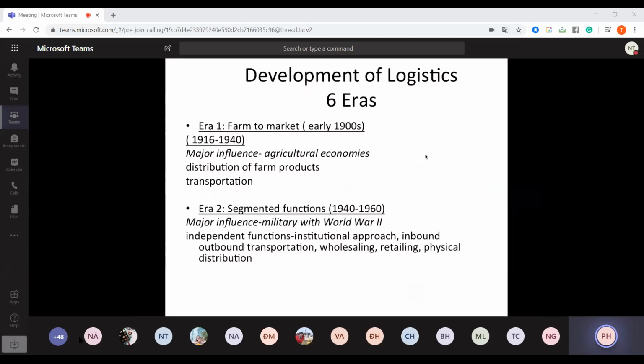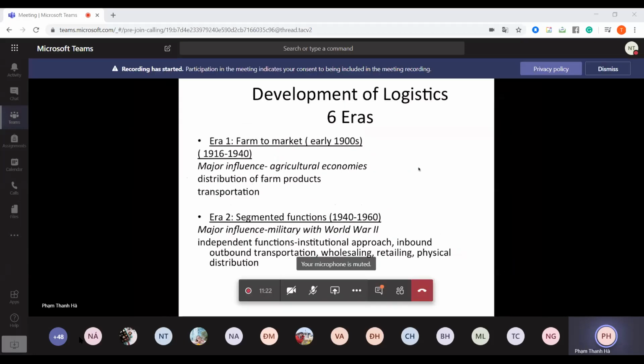This is the development of logistics, which has passed through 6 eras. The first era is from farm to market, in the early 20th century, from 1916 to 1940.